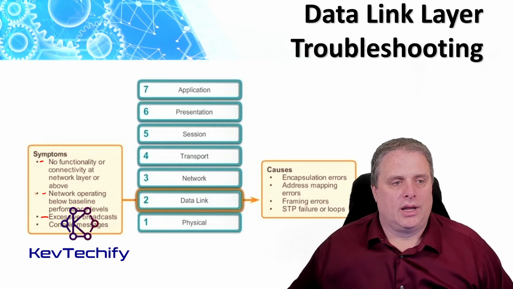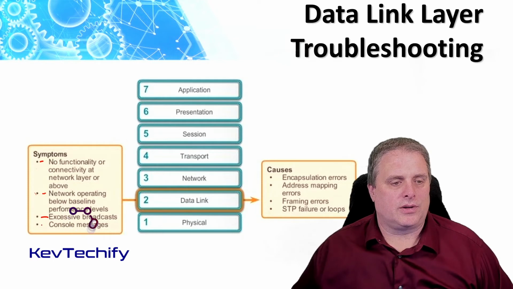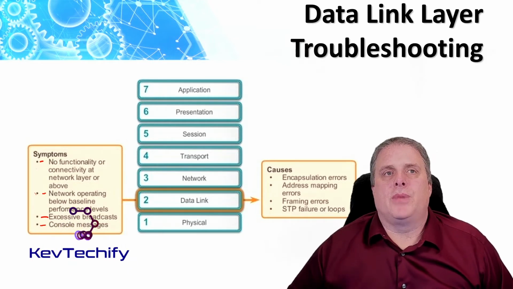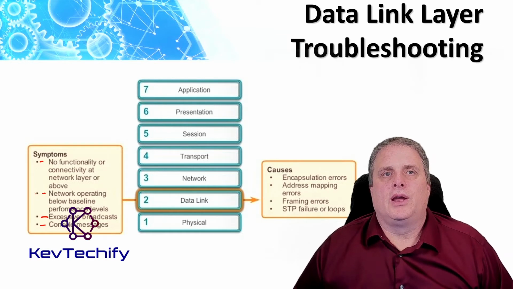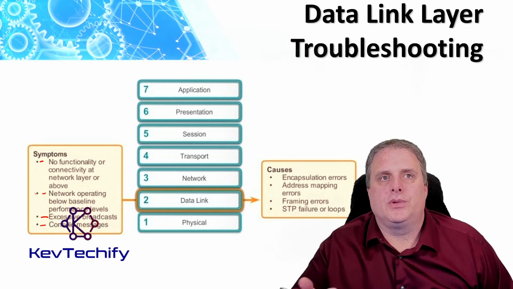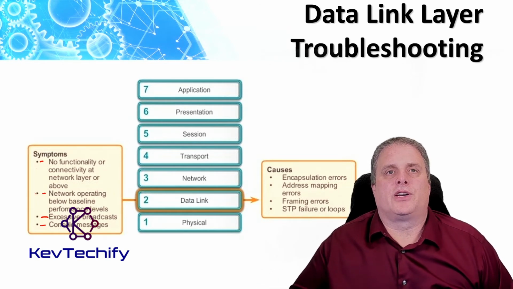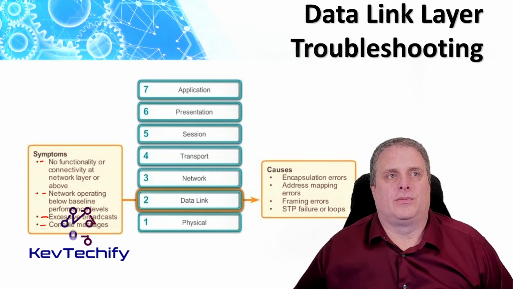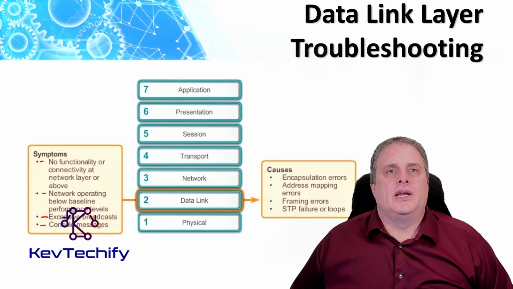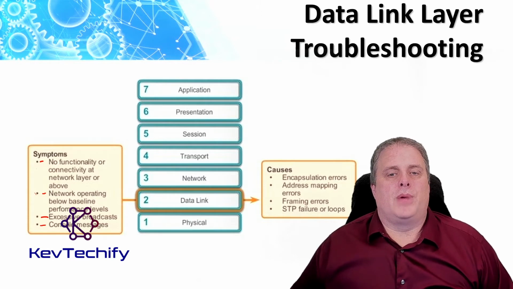One of the last symptoms here at the data link layer for our troubleshooting is the console message. Routers send messages when they detect a problem with interpreting incoming frames, encapsulation or framing problems, or when keepalives are expected but don't come. The most common console message that indicates a layer 2 problem is a line protocol down message.